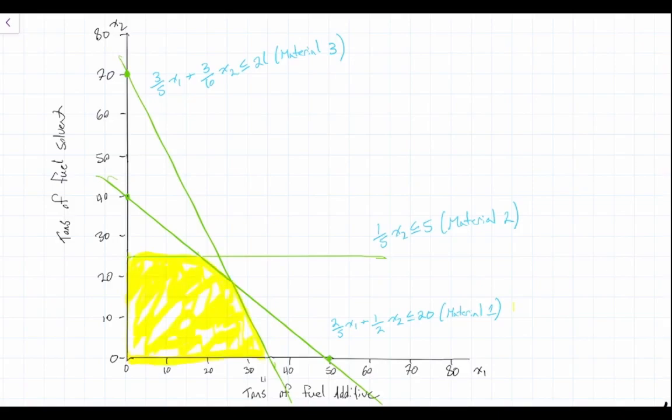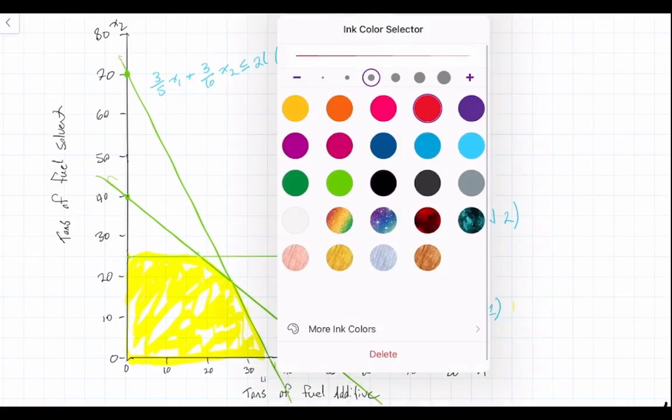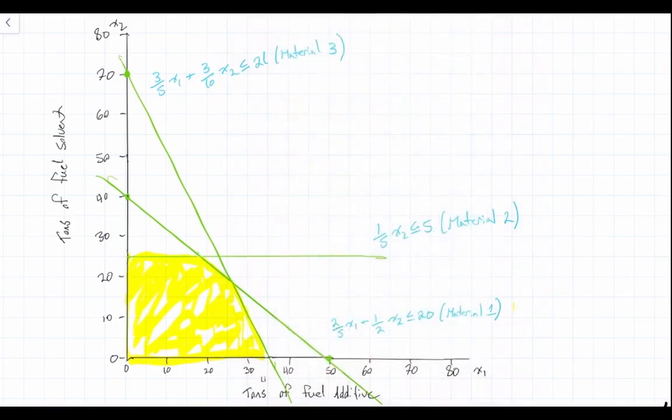Now, the method that we are going to focus on to solve for the maximization objective function, or the optimal solution, is the corner point method. What that means is we're going to identify the various corners within this feasibility region. So we have 5 corners. We have a point here at point A, point B, point C, point D, and there is a point here at 0, 0 that is point E.